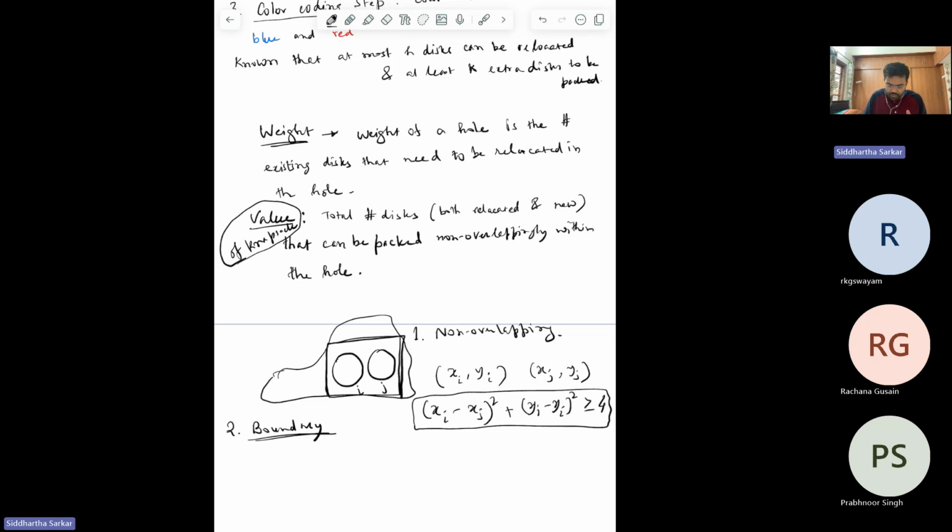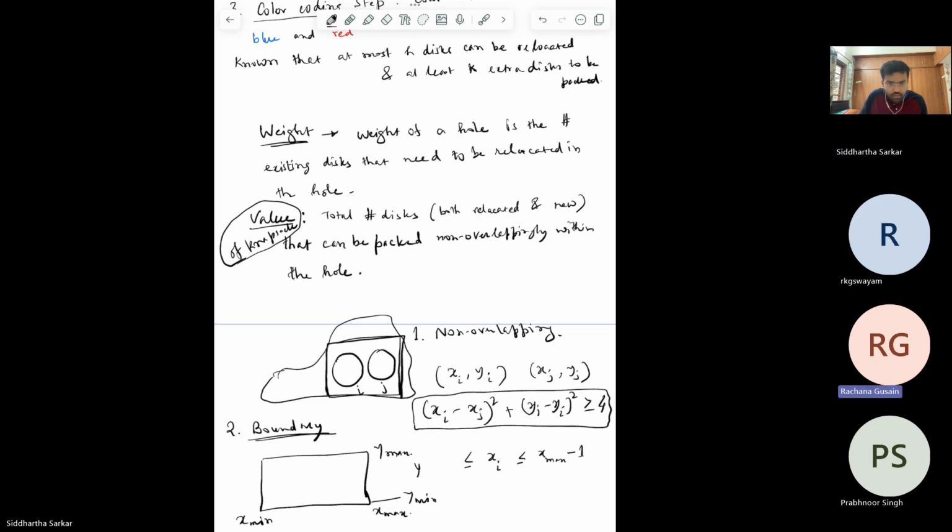So they know that I have to fill in the disks within some x minimum to some x maximum, and some y minimum to some y maximum. Each disk's center should be between x min plus 1 and x max minus 1. Similarly for the y coordinates.